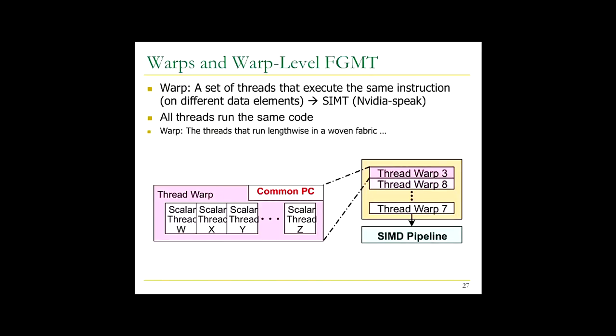Now you may ask, what's a warp? Like, why is it called a warp? Basically, the threads that run lengthwise in a woven fabric, if you go to the dictionary definition of a warp. Somebody wanted to play with the word threads. Basically, you have multiple threads that are running lengthwise, and it's basically a woven fabric that are put together.